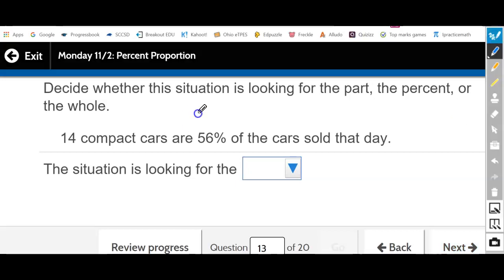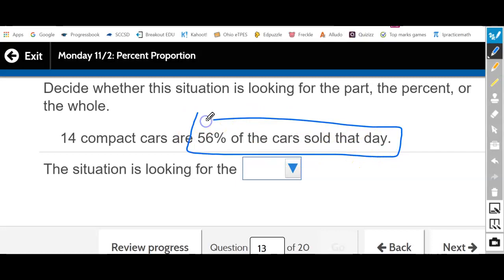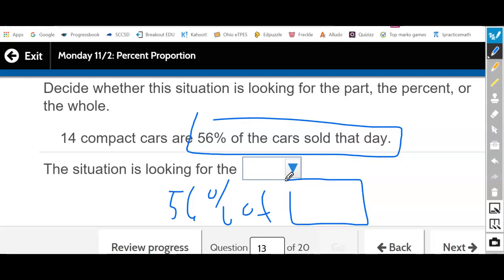So we are looking for 56% of the cars sold that day. So 56% of what? 56% of the cars sold that day. Do we know how many cars were sold that day? So we're looking for the whole. 14 is equal to 56% of that. So we're going to go 14.